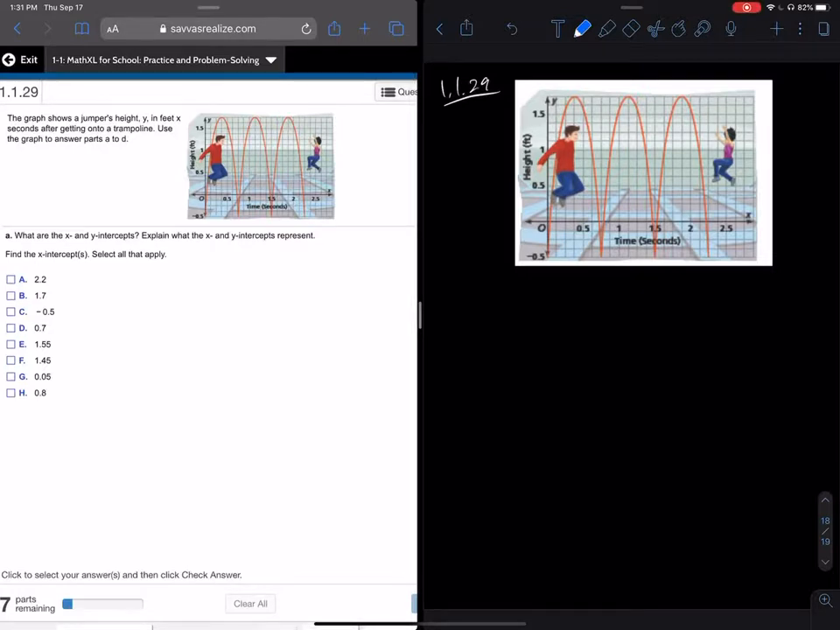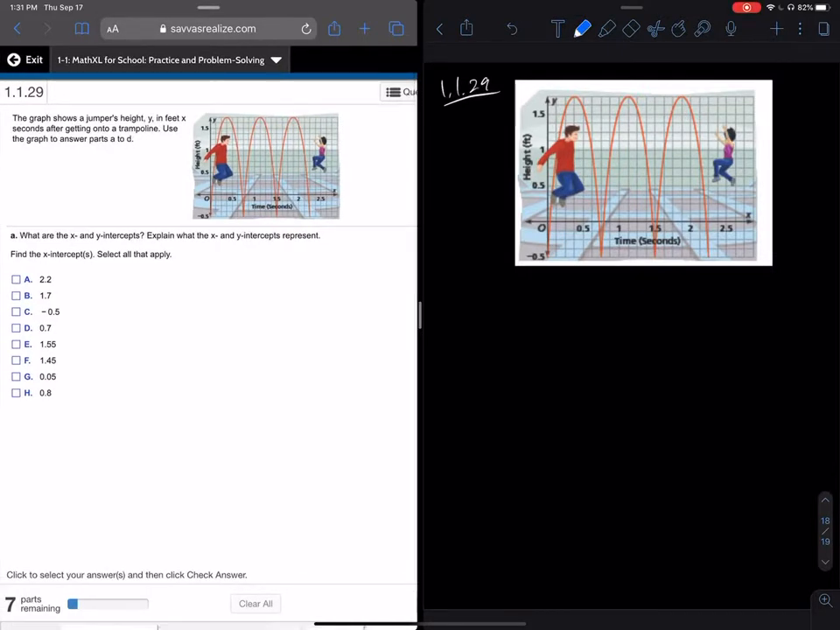All right, 1.1.29 says the graph shows the jumper's height, y in feet, x seconds after getting onto a trampoline. Use the graph to answer parts A through D. So create a slightly larger image over here so I can mark this up a bit. But they're asking us for what are the x and y intercepts and then explain what those represent.